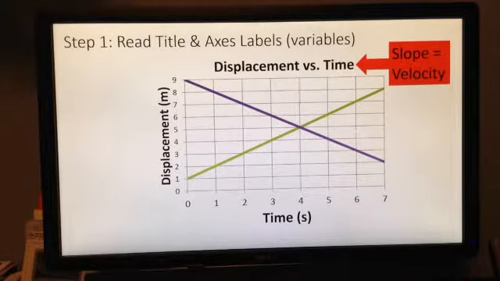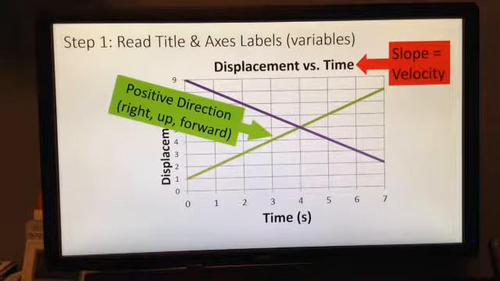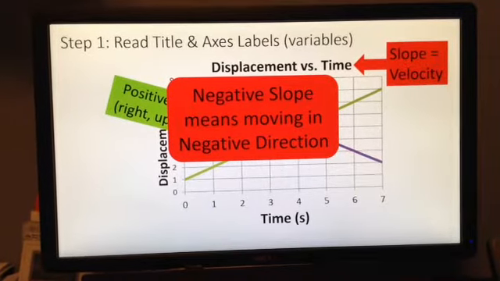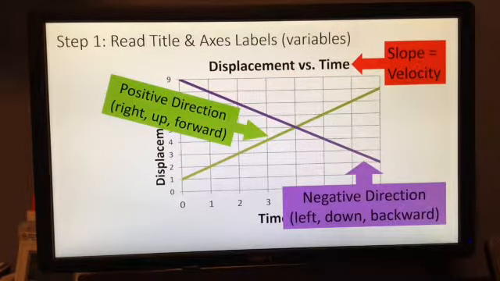Also, this slope means velocity. We have both positive and negative slope. Positive slope means that you're moving in the positive direction. Positive direction just means moving to the right, moving up, moving forward, whatever relative motion that is. Then, a negative slope means that you're moving in a negative direction. Negative direction is exactly the opposite of positive direction. So if positive is right, negative is left. If positive is up, negative is down. If positive is forward, negative is backwards.